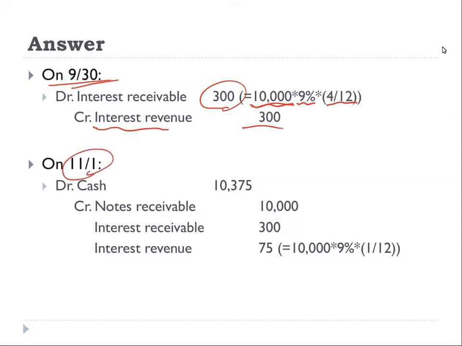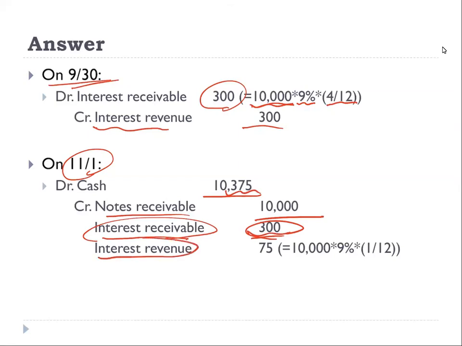On November 1st, when the firm received cash, it's going to decrease its note receivable for $10,000, the face value of the note. It's going to decrease interest receivable because now those interests are received. And it's going to record the interest on the last month the firm is holding this note. So 10,000 multiplied by 9%, multiplied by 1 out of 12. That's going to give us $75.